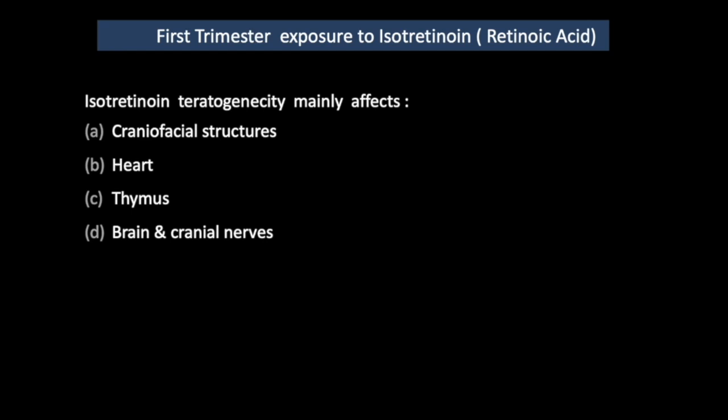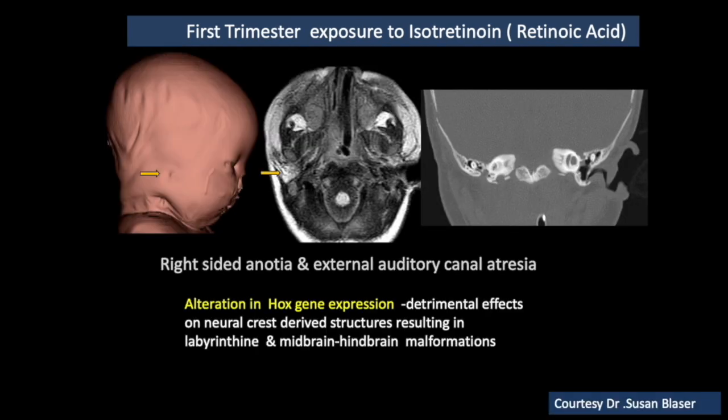Retinoic acid embryopathy mainly affects craniofacial structures, heart, thymus, brain, and cranial nerves. Alteration in the Hox gene expression is detrimental to neural crest-derived structures, resulting in labyrinthine and midbrain-hindbrain patterning defects. Other well-known associations include supratentorial, craniofacial, and cardiovascular malformations.